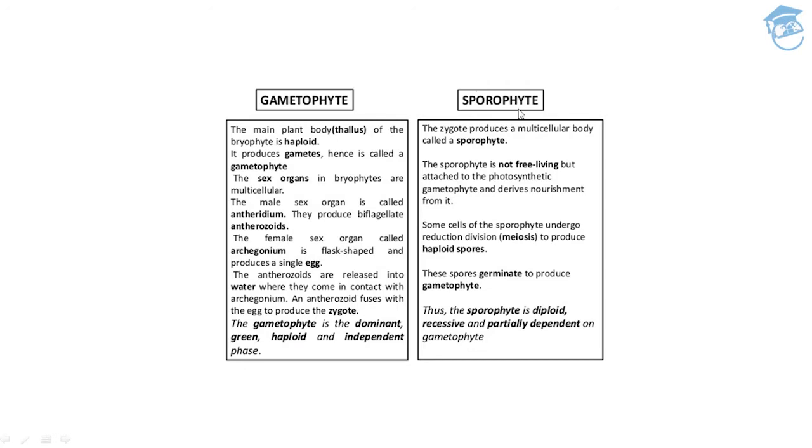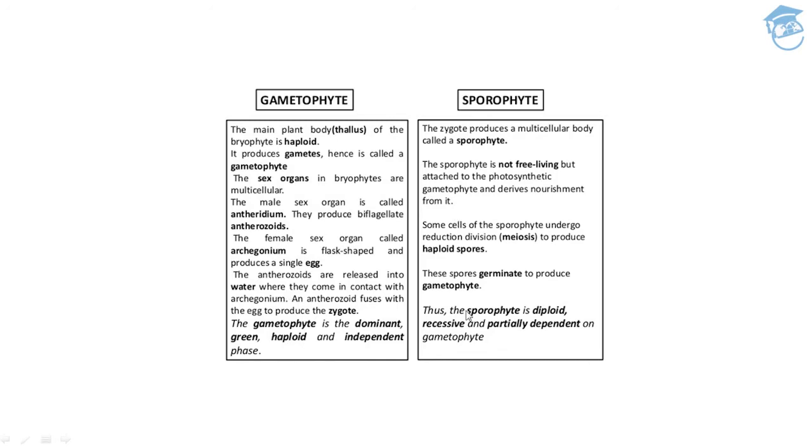Now we'll talk about the sporophyte, students. The zygote produces a multicellular body which is called a sporophyte, and the sporophyte is not free living, but is attached to the photosynthetic gametophyte and derives nourishment from it. Some cells of the sporophyte undergo reduction division, which is also called meiosis, to produce haploid spores, and these spores germinate to produce gametophyte. Thus the sporophyte is diploid in nature, unlike the gametophyte which is haploid.